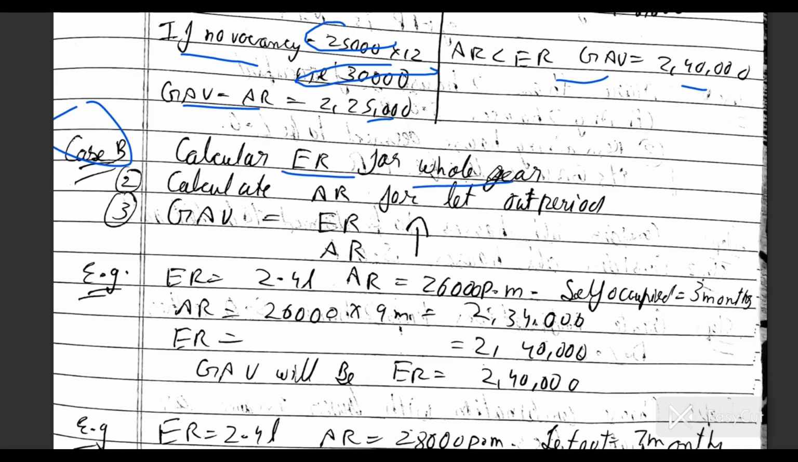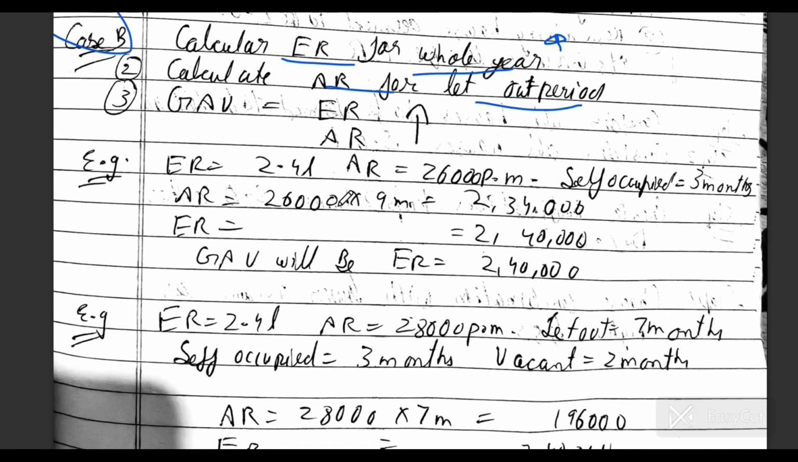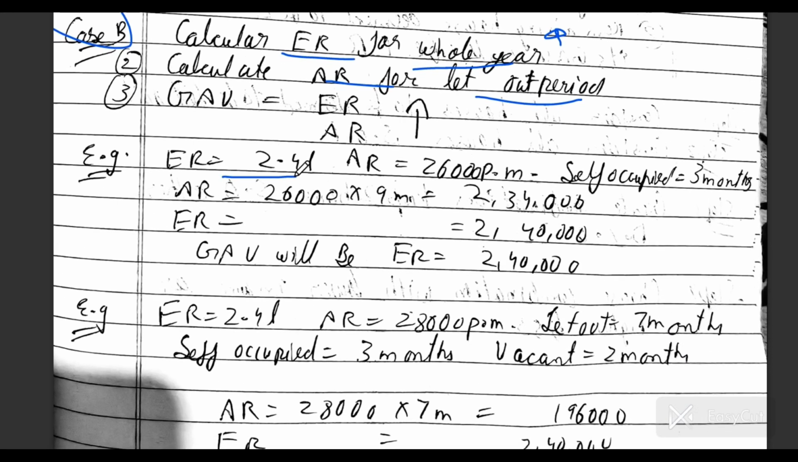Calculate expected rent for the whole year. Then you have to calculate actual rent for the let out period, and GAV will be the higher of expected rent and actual rent. Here are some examples. Expected rent is 2.4 lakh, actual rent is 26,000 per month, and the property is self-occupied for 3 months.